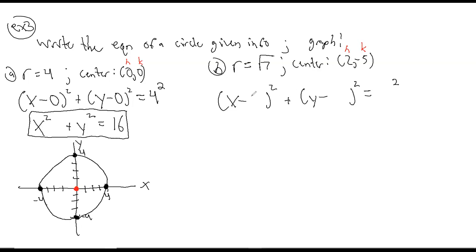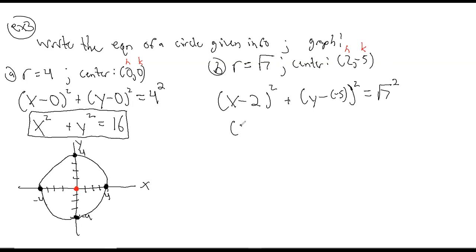So the 2 goes with the x, so that's x minus 2. And the -5 goes with the y. But watch this, that's negative. So you end up plugging a negative in, you're subtracting a negative, that's going to become a plus. That's going to be an important aspect to understand. The radius was the square root of 7, so that is what we're squaring on the other side.